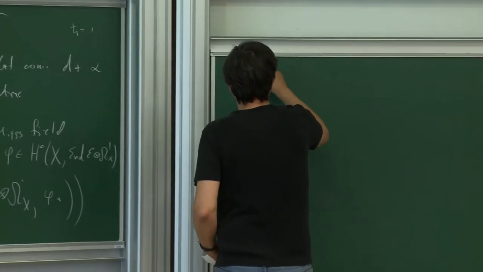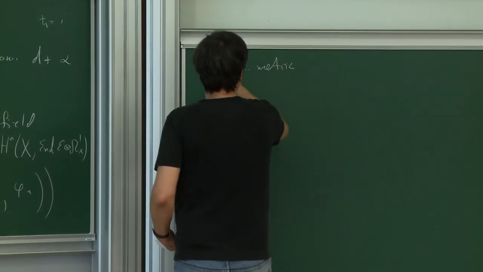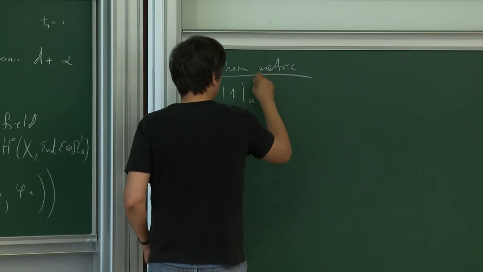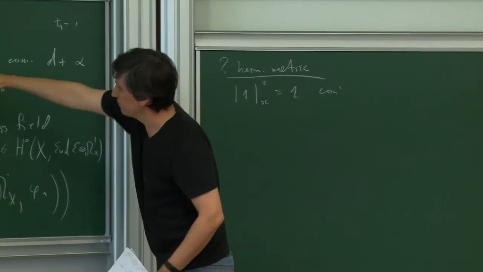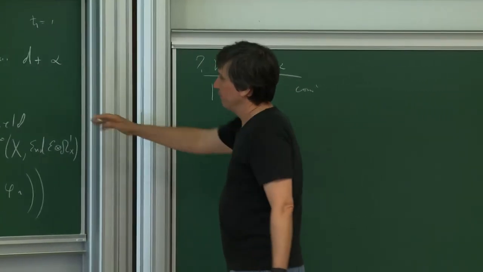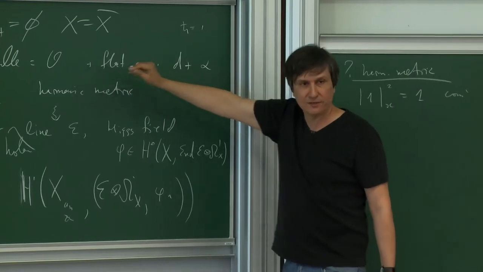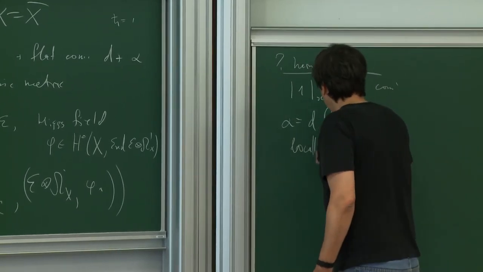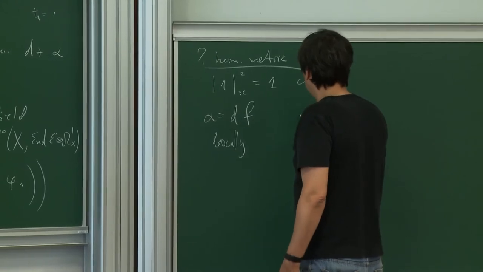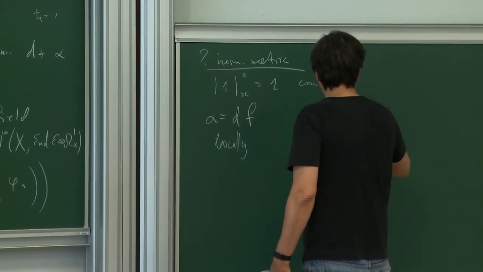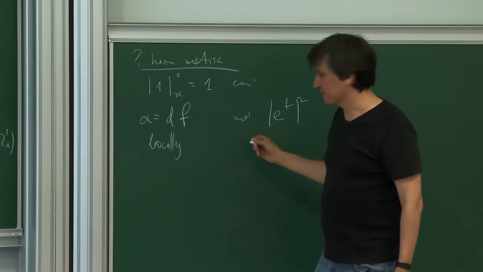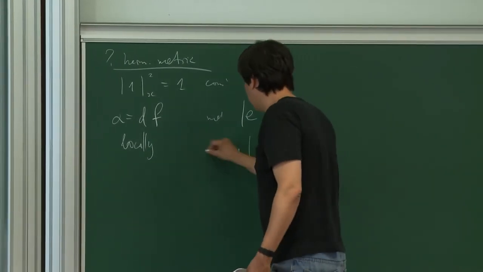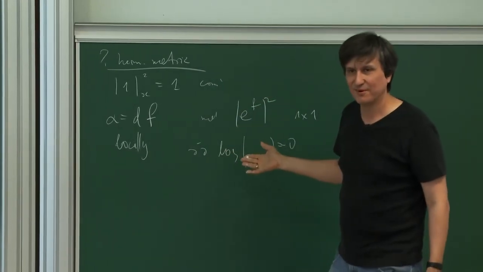But what is the harmonic metric here for this local system? The harmonic metric is very simple. It's the constant metric: the norm of one at any point is equal to one. It's a constant metric in this trivialization. Why is it harmonic? When we consider a flat trivialization, we locally write alpha as the differential of some function f. And then the metric in this trivialization will be the exponent of f squared. Then consider the logarithm of this. It's a one by one Hermitian matrix depending on the point on my manifold. We consider the logarithm of this, take d d bar, and we get definitely zero. So it's harmonic.